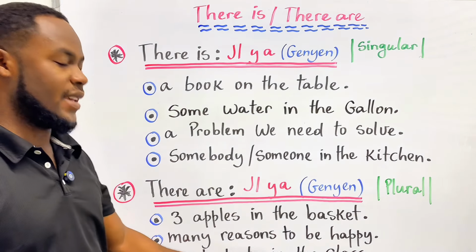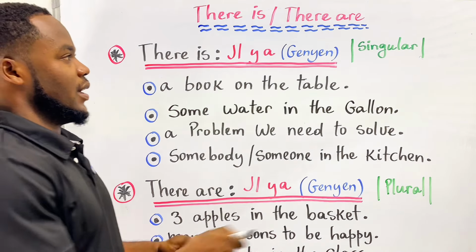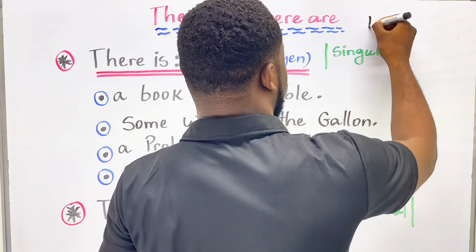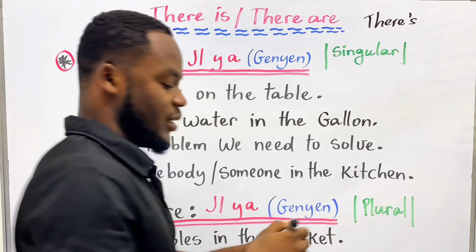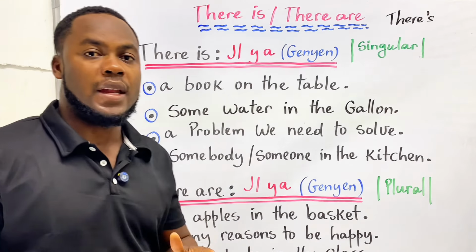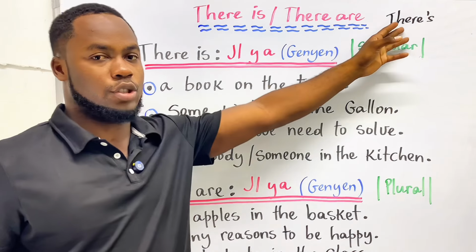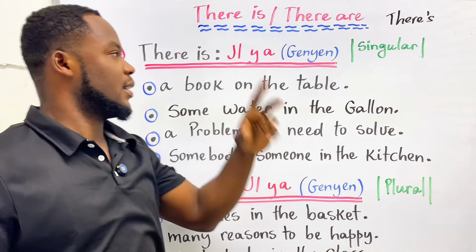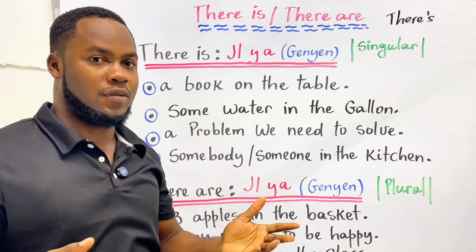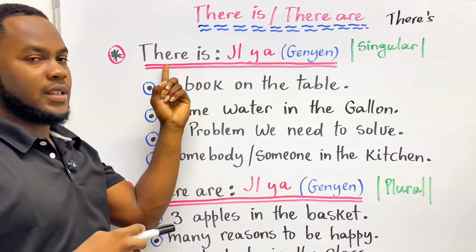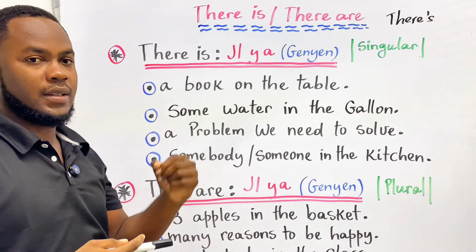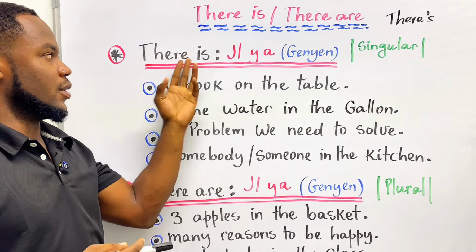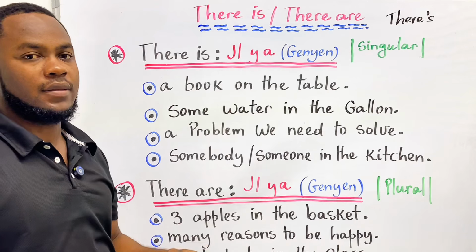They can use contraction, they can say there's, okay? There's and there is mean the same thing. That's the short form, they shorten it, and here is the normal form. Okay, so listen, there is. Repeat after me. There is. There is.